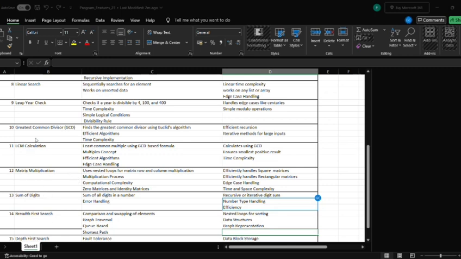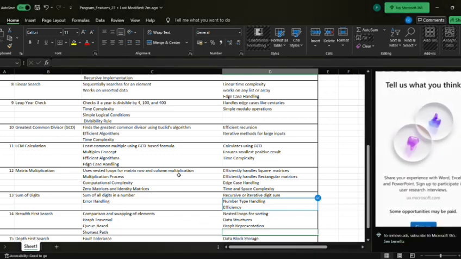15. Depth-first search, DFS: graph representation. DFS explores a graph by going as deep as possible along each branch before backtracking. Stack-based: DFS is often implemented using a stack to keep track of the nodes to be visited.